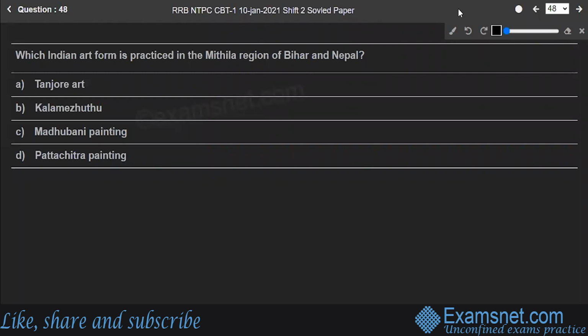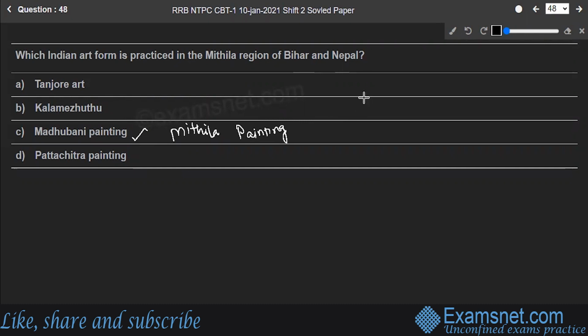Question number 48. Which Indian art form is practiced in Mithila region of Bihar and Nepal? Tanjore art, Kala Mez Hutu, Madhubani painting, or Patachitra painting? Well, the correct answer to the question is option C, Madhubani painting, which is also known as Mithila painting. It is from the district of the same name in Bihar and Nepal.